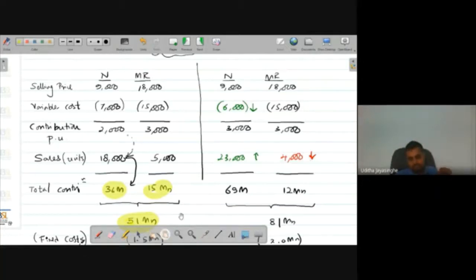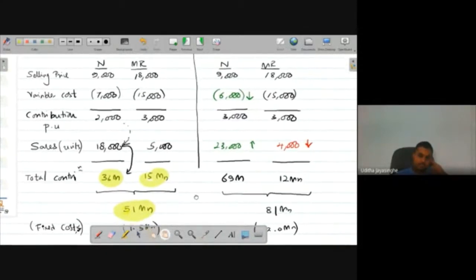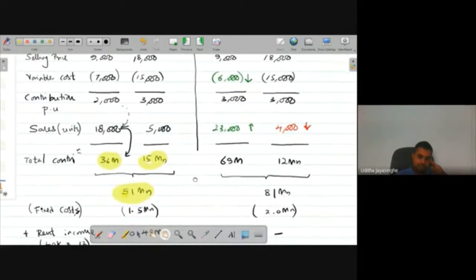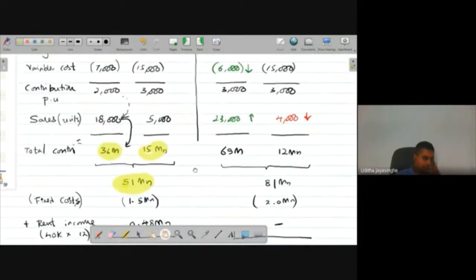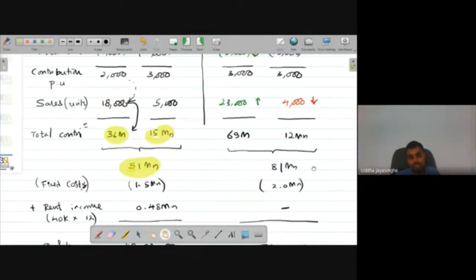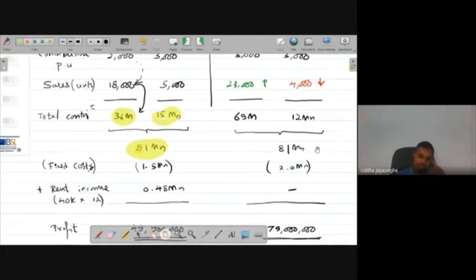So students, all ingredients are there for us to calculate the profit in this scenario also. So what do we see here? Similarly, you can calculate the total contribution. Now look at this value. This 15 million has reduced to 12 million. That's a minor change. But for this 36 million, it has gone to the staggering high of 69 million, close to 70 million. So altogether, this previous contribution of 51 million is now going to come to 81 million, 30 million expansion from the contribution.